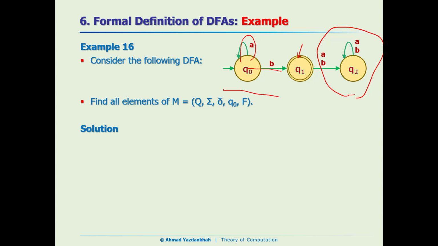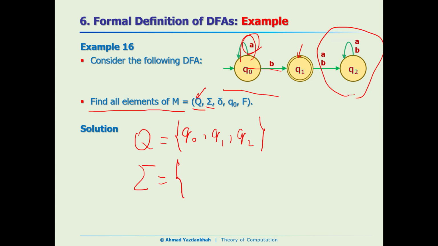Now the problem is, find all elements of M. So it's very easy. What is Q? The set of the states. So regardless of the type of the state, whether it is initial, final, or regular, we just enumerate the states. So Q0, Q1, and Q2. So we are done with the Q. What is the alphabet? We look at the symbols being used here. It's just A and B. So this will be our sigma.